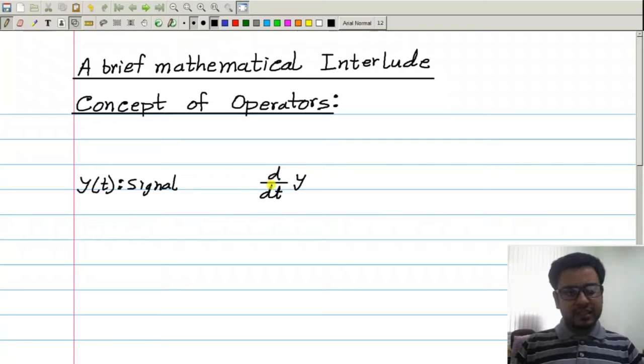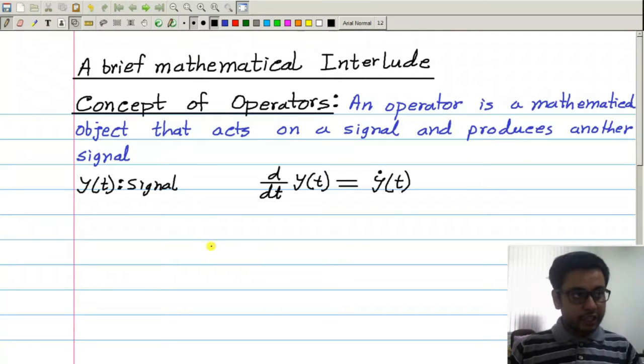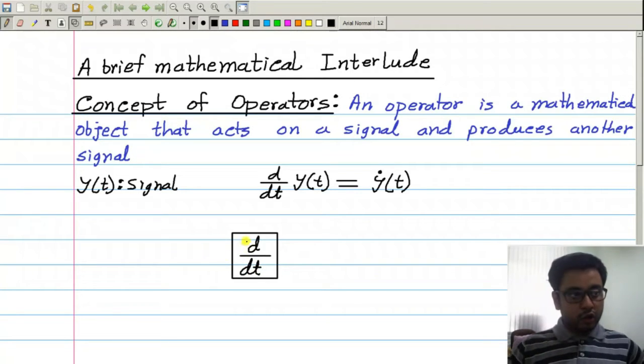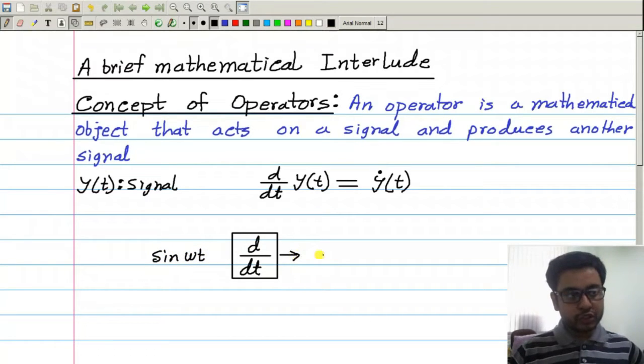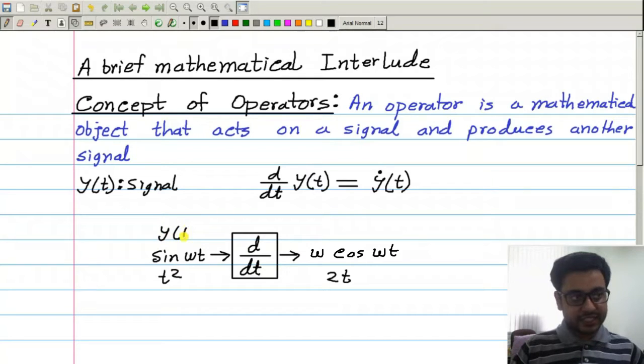An operator is a mathematical object that acts on any signal like y of t and produces another signal, in this case the time derivative of y. If you consider this d dt or time derivative operator, when it acts on sin omega t, it will produce cosine omega t. If it acts on t square, it will produce 2t. In general, if it acts on the signal y of t, it will produce the time derivative of that signal.